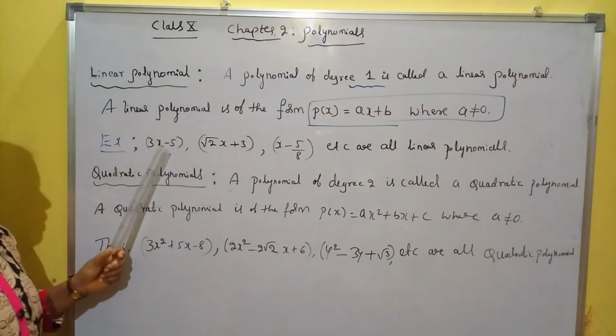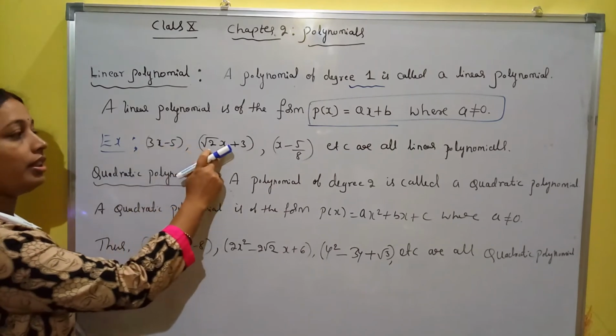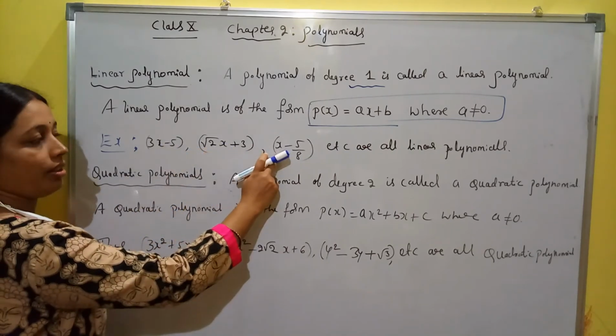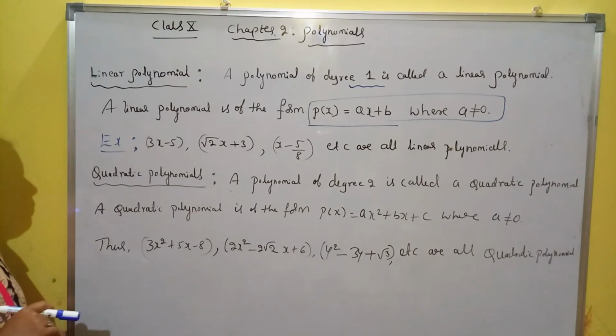Next example, observe the polynomial x. What is the degree of x here? The degree of x is 1. So they all belong to the category of linear polynomials.